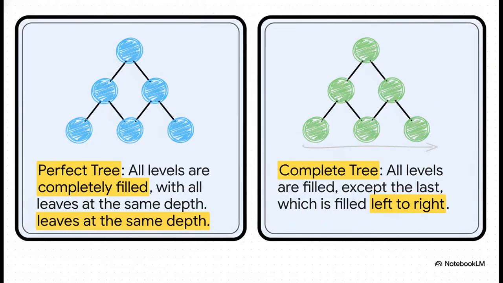All right, let's clear up a classic point of confusion, one that trips up even experienced developers. First, you have the perfect tree. Think of this as the supersymmetrical ideal. Every single level is packed to the brim with nodes. No gaps, anywhere. Then you have the complete tree, which is just a little more relaxed. All the levels are full except maybe the very last one. And that last level has to be filled up from left to right. This structure is super important for things like heaps.